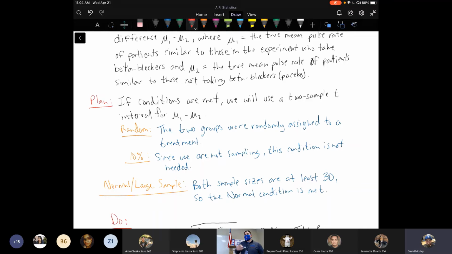Random. The 2 groups are randomly assigned to the treatment. That meets our random criteria. Even though they weren't randomly selected from the population, the treatment was randomly assigned. We have the random condition, right? And again, this is because we're dealing with an experiment.